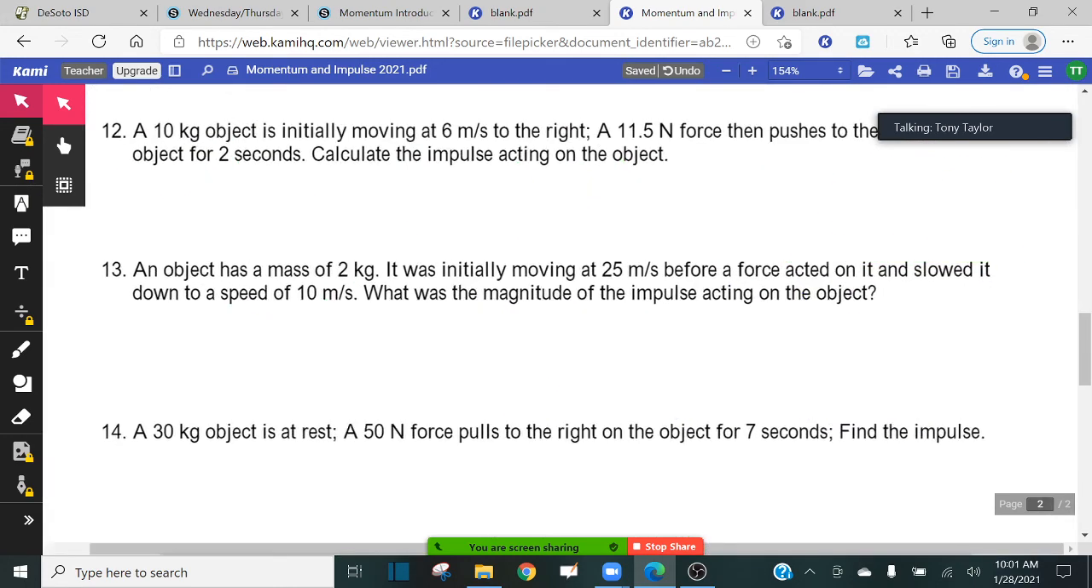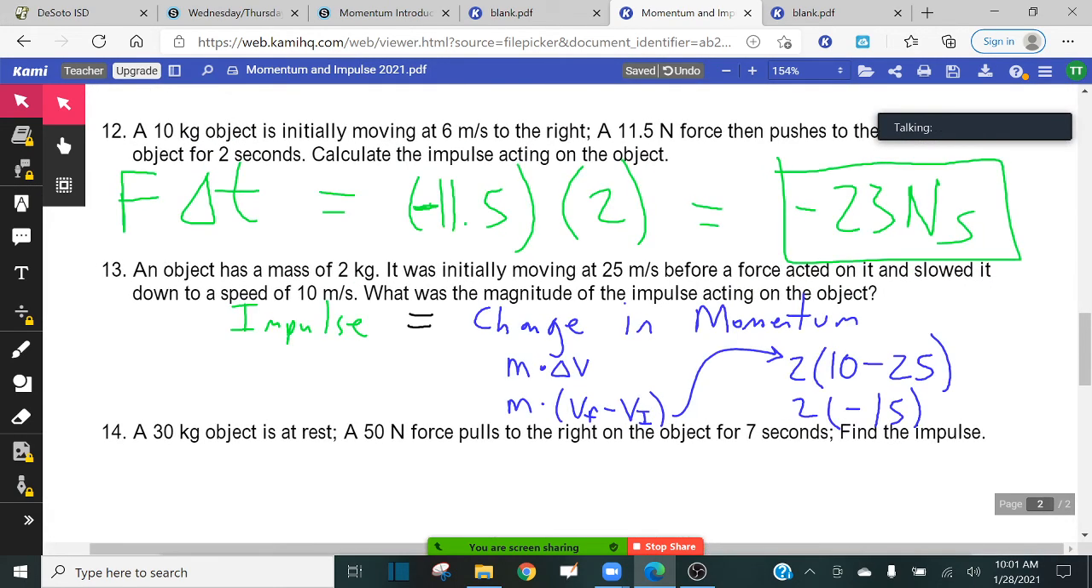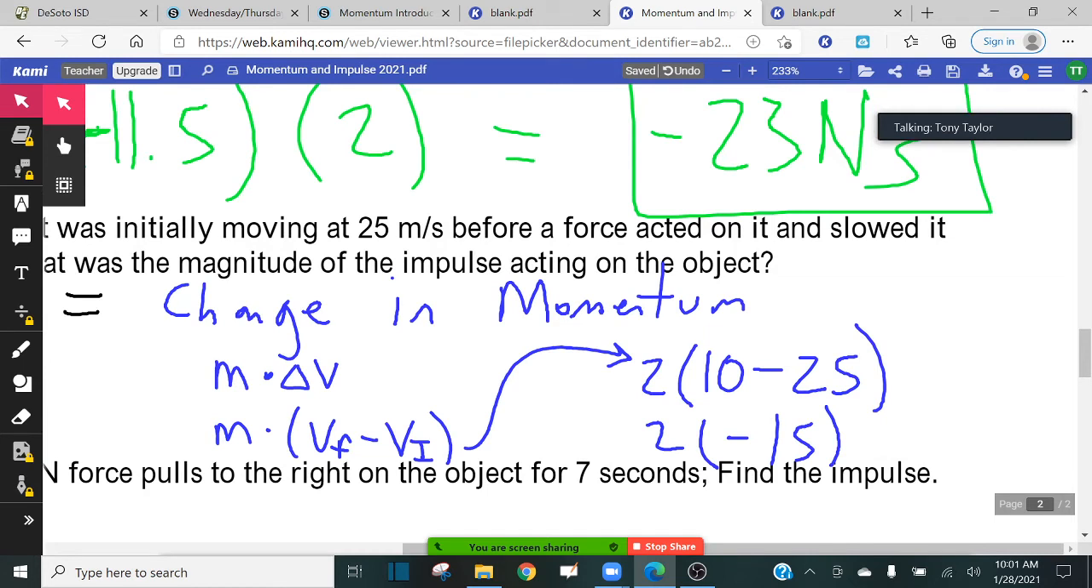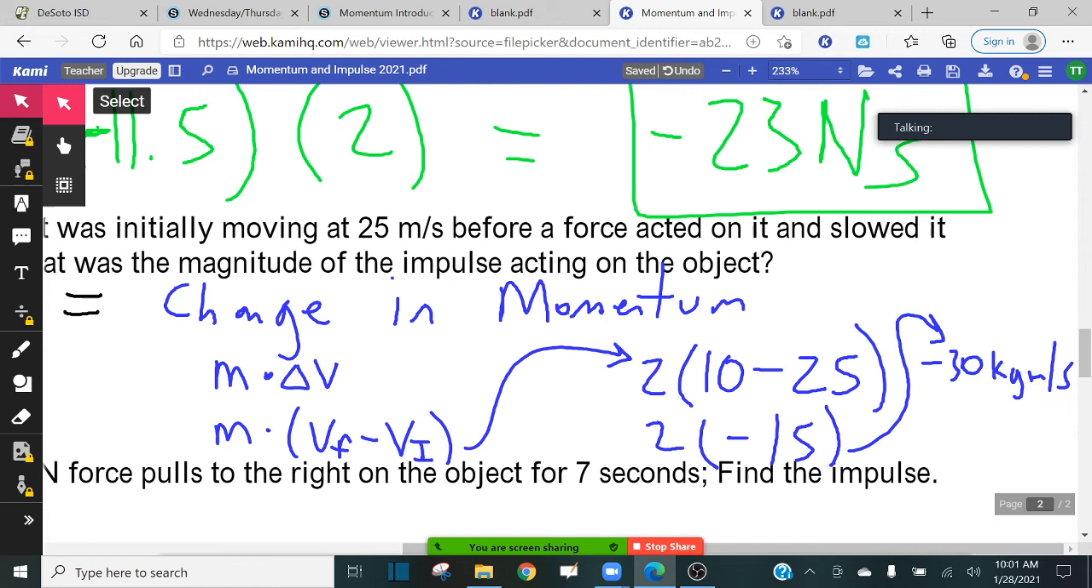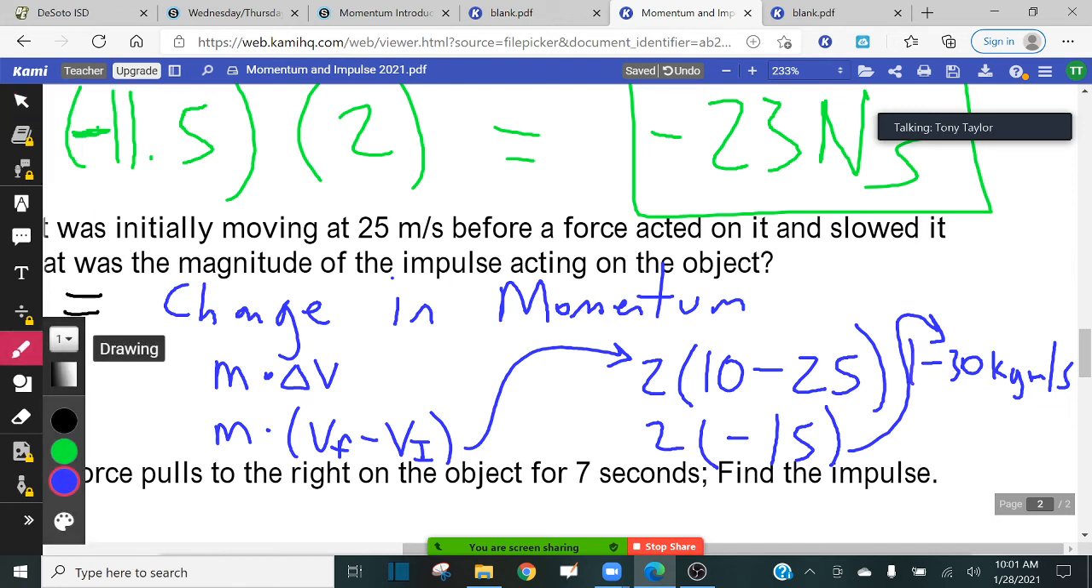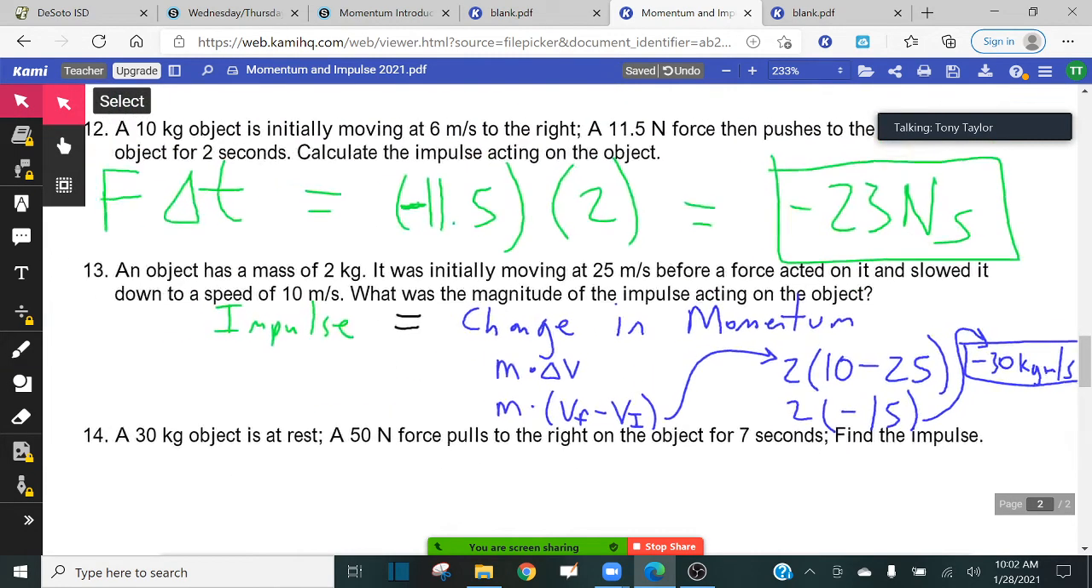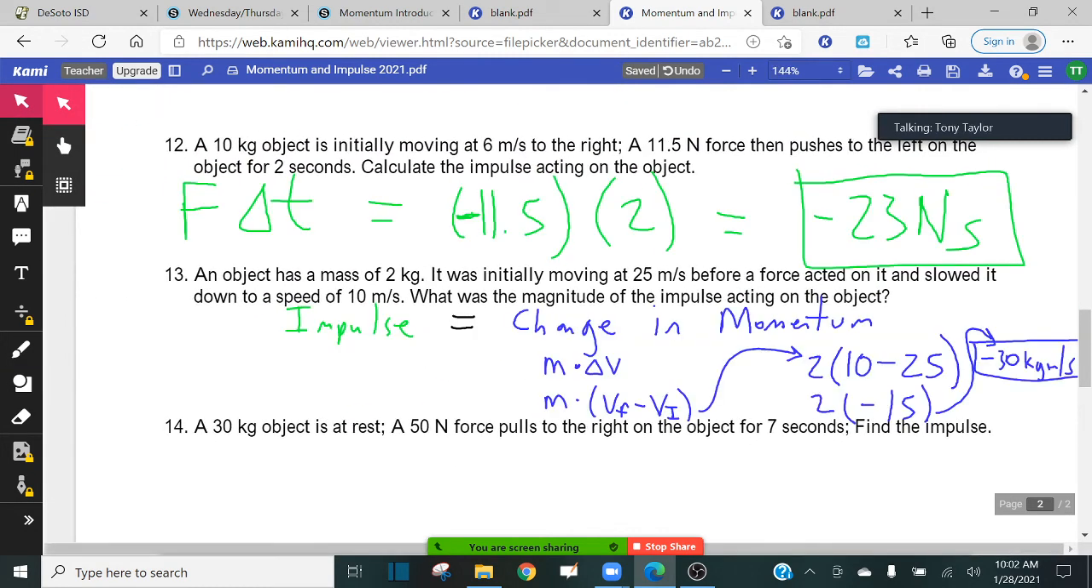And what is 2 times negative 15? Well, that's easy. Yep. Thank you. Negative 30 kilogram meters per second. So guys, that right there, that is the change in momentum of this object, negative 30 kilogram meters per second. So that's the change in momentum, negative 30.